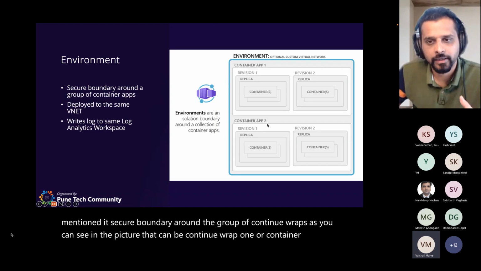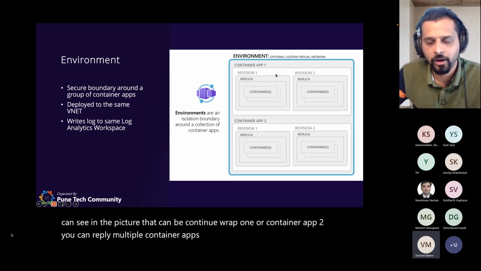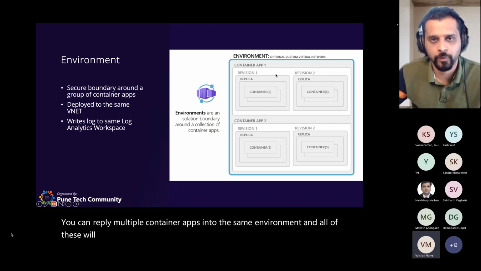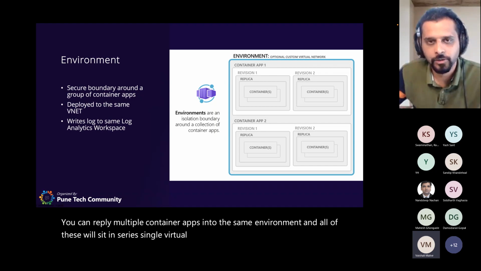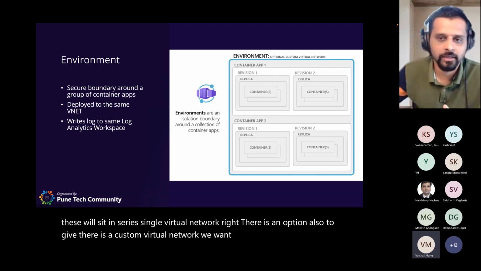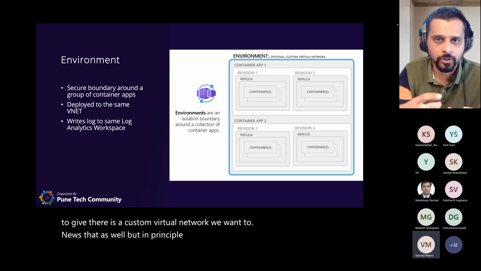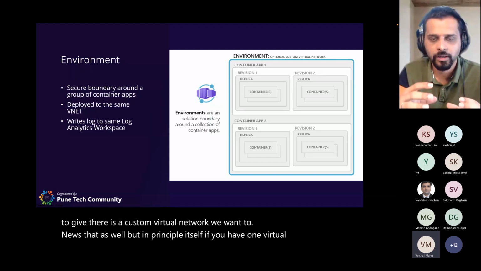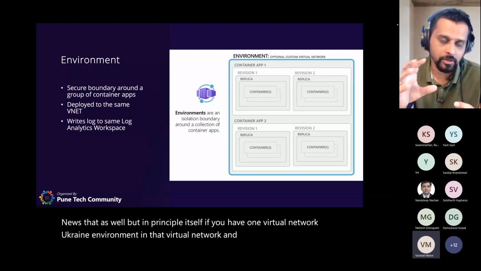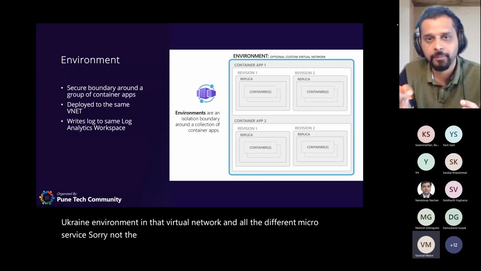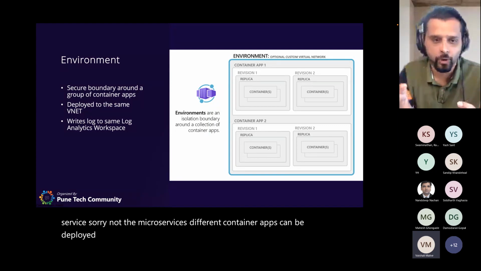You can deploy multiple container apps into the same environment, and all of these will sit inside a single virtual network. There's also an option, if there's a custom virtual network we want to use, we can use that as well. But in principle, if you have one virtual network, you create an environment in that virtual network, and all the different container apps can be deployed into that particular environment.